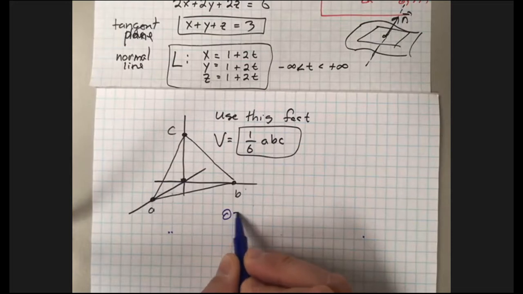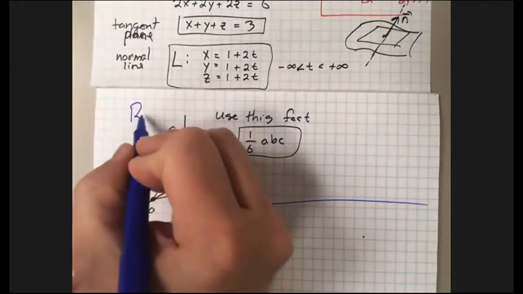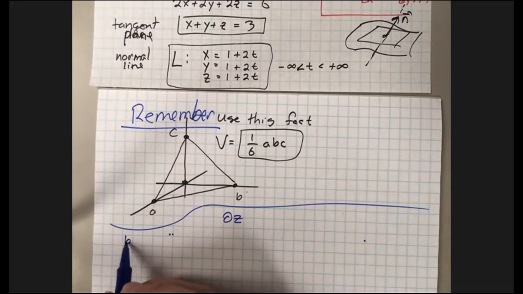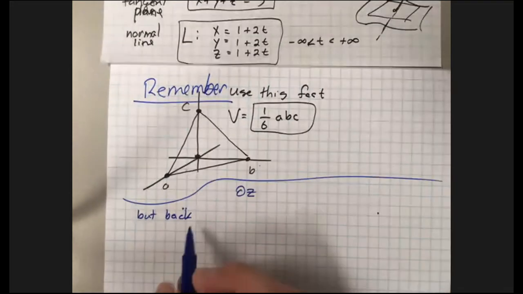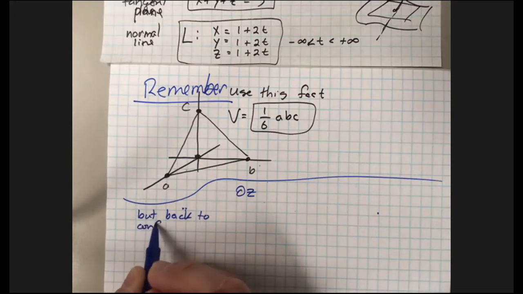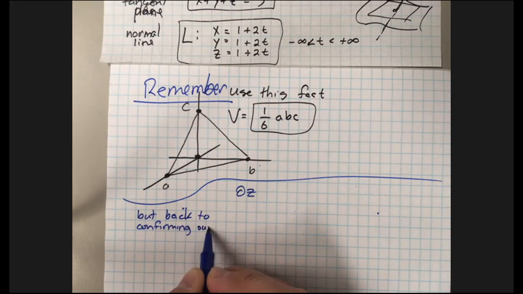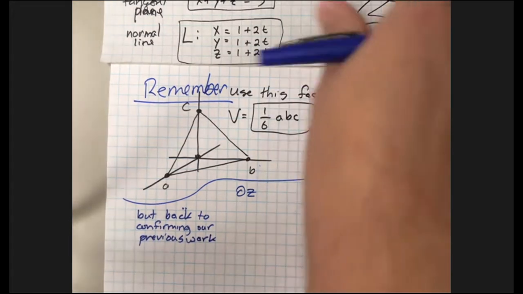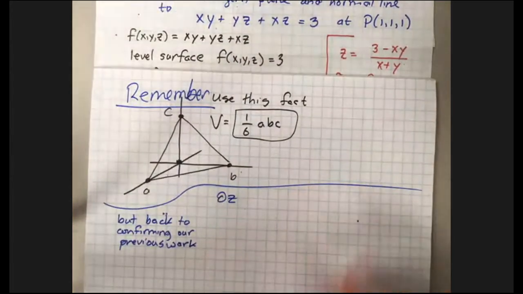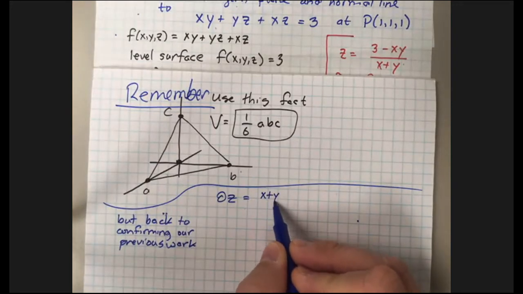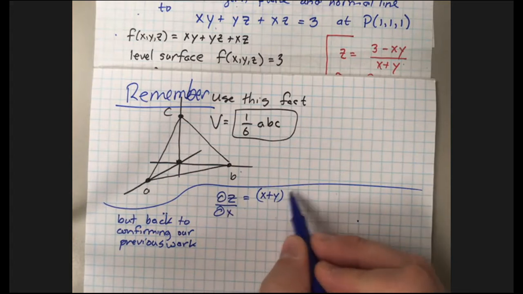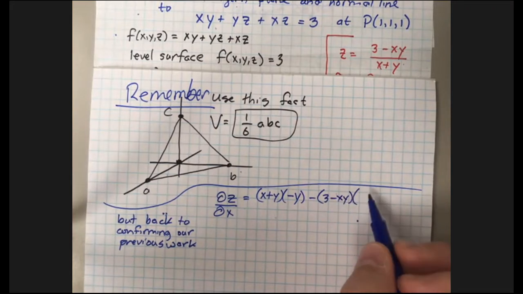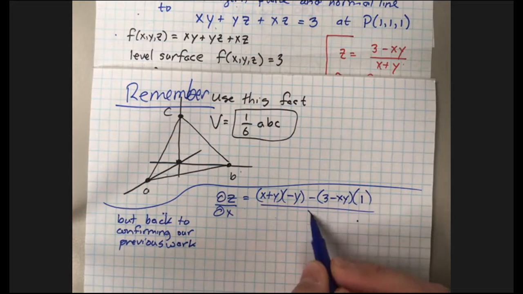But just for kicks, I think I want to do this. So let's put this under the category of remember, so people reading these notes aren't confused. But back to confirming our previous work. It's actually not hard to execute this partial derivative right here. So quotient rule says bottom times the derivative of the top. With respect to x, the derivative of the top is minus y, minus top times derivative of the bottom. Derivative of the bottom with respect to x is 1, divided by the bottom squared.